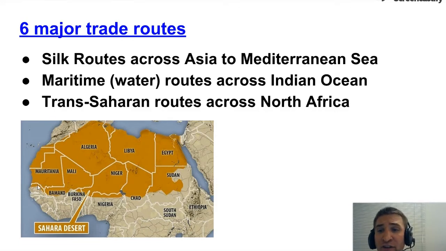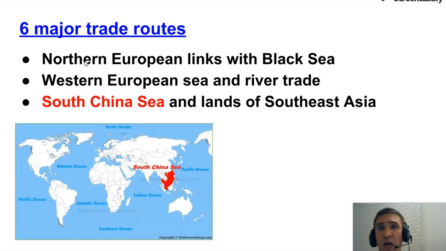And here is North Africa. In orange is where the Sahara Desert is. It is a large, large desert there, and there was a trade route that passed through. The other 3: Northern European routes, links with the Black Sea, the Western European sea and river trade, and the South China Sea and lands of Southeast Asia. And where is the South China Sea? Well, southeast of China, right there.